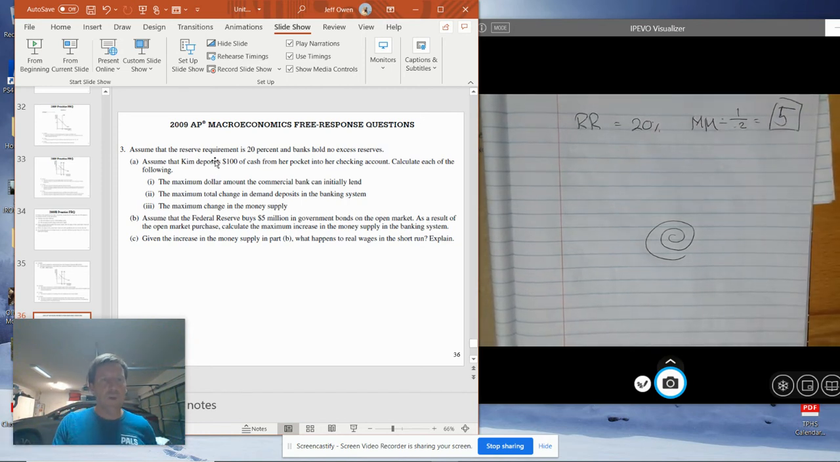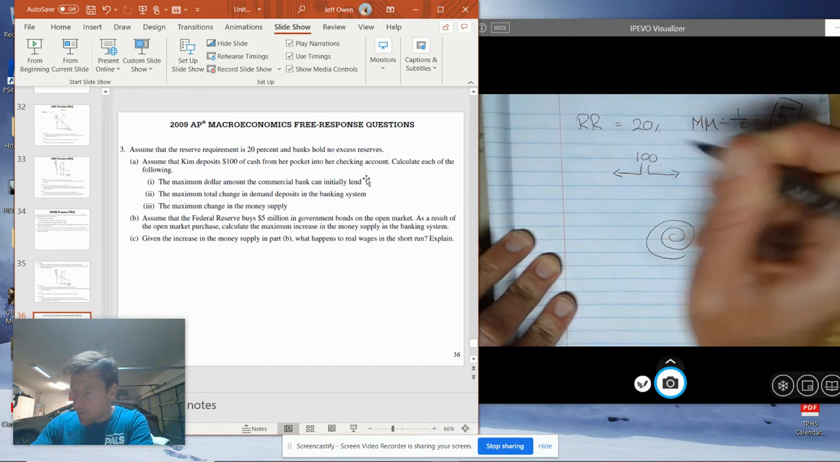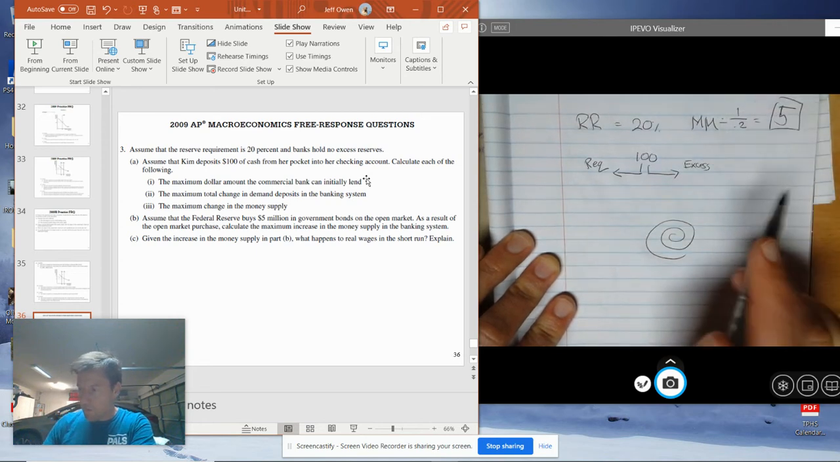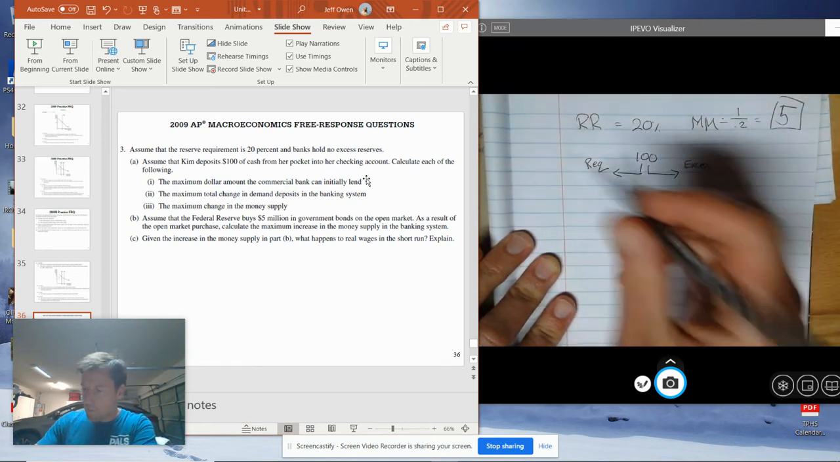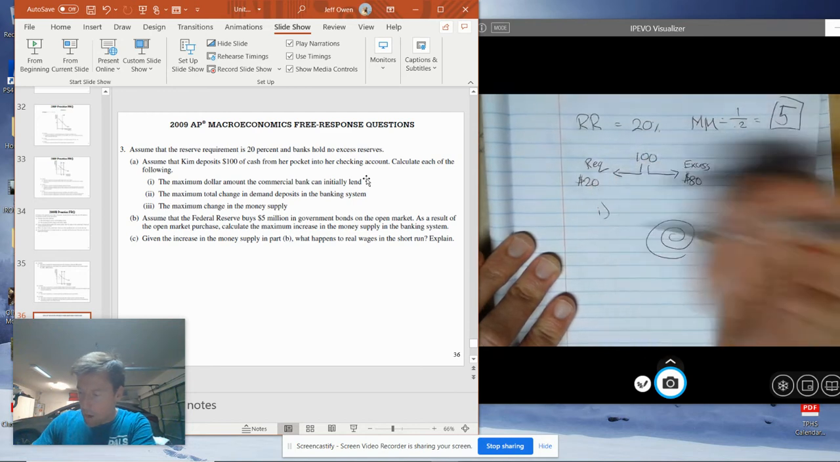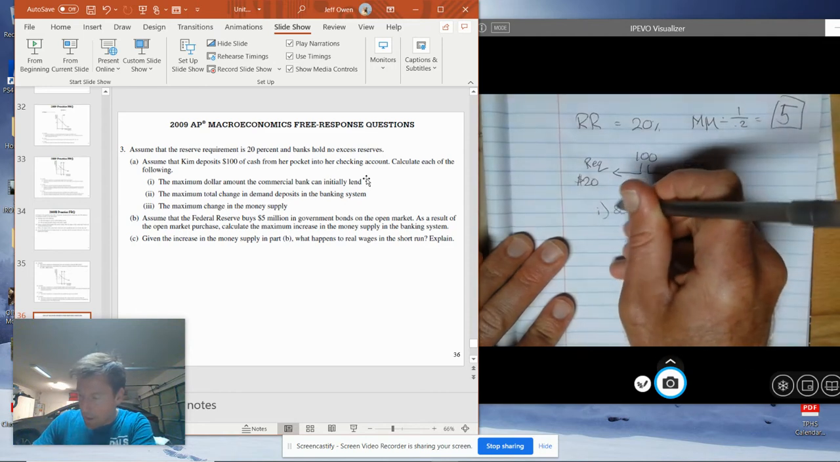Assume that Kim, hi Kim, deposits $100 in cash from her pocket into her checking account. Calculate each of the following. Okay, so this is totally a short answer question. What's the maximum dollar amount the commercial bank can initially lend? Well, Kim puts $100 into the bank. The bank's got to put it in two spots: the required reserve and the excess reserve. She's putting $100 in at 20%. They need to keep $20 in the bank, and excess reserves will be 80. So part i, the dollar amount that this bank can initially lend is just going to be 80 bucks.